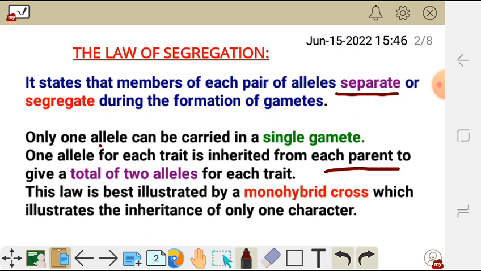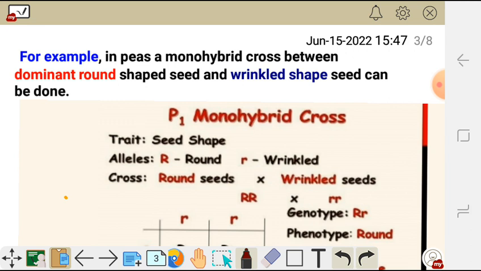This law of segregation can be illustrated by what we call a monohybrid cross, which illustrates the inheritance of only one trait. So a monohybrid cross shows how one trait is passed on from parents to offspring. For example, let's look at the monohybrid cross between a dominant round shaped seed and a wrinkled shaped seed.